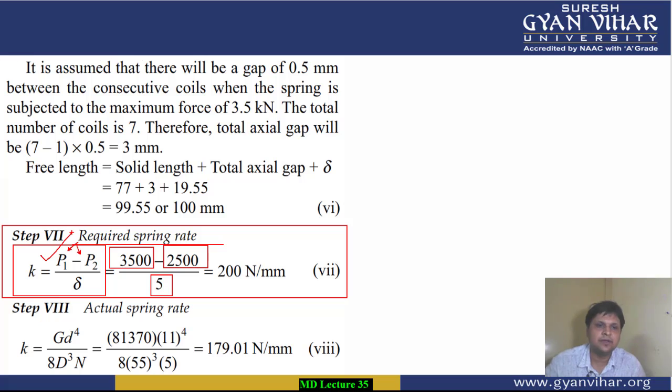Alright. So this will give you the value of spring rate as equal to 200 Newton per mm. It is not per mm, it is per mm square. Corrected. It is per mm square.